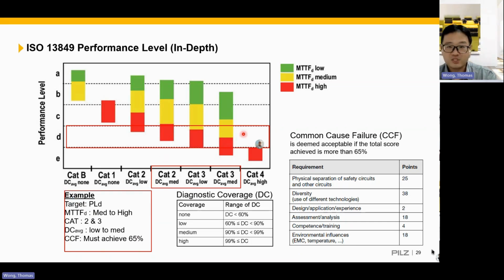It seems very complex, and quite a number of people will actually get a bit lost when looking at this kind of performance level and ISO 13849. So this is something you can check with experts like us for all this advice.